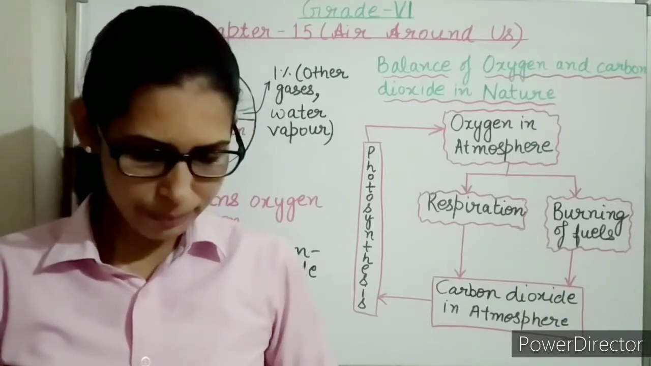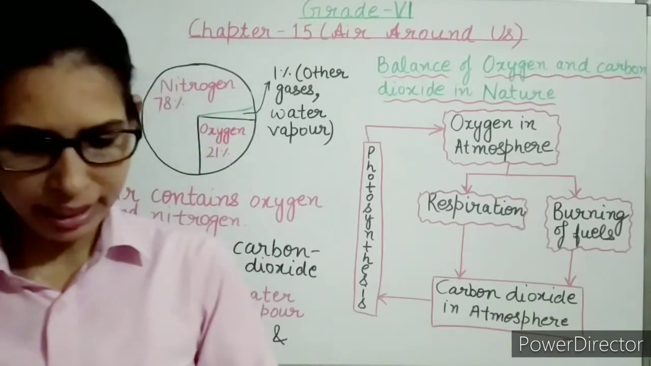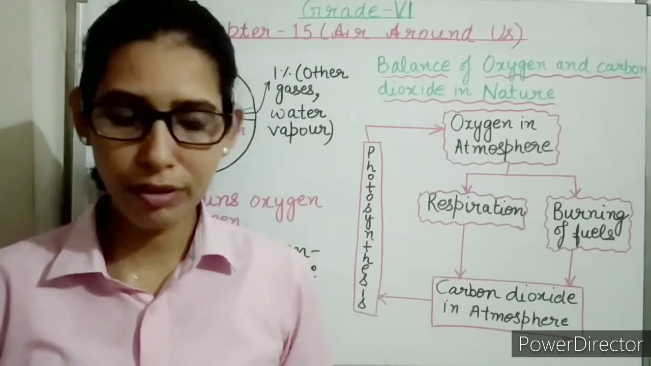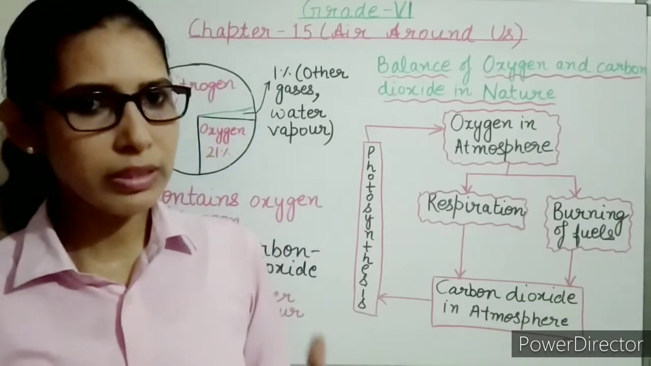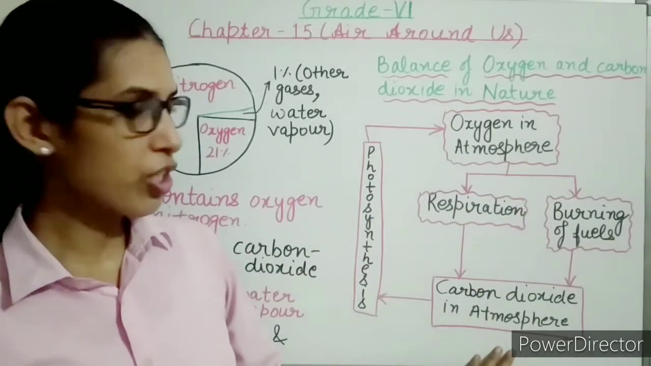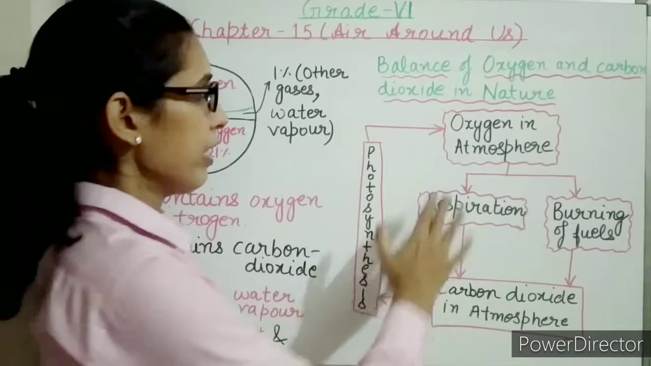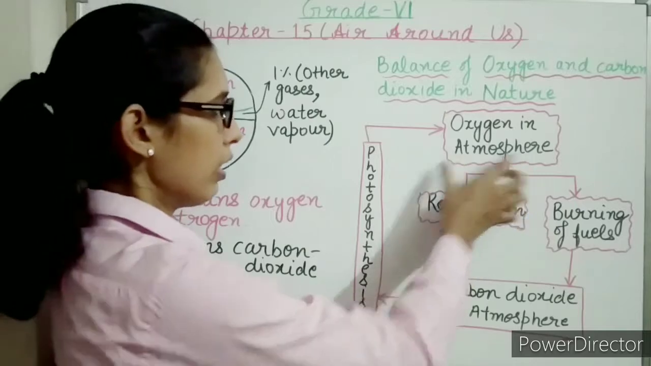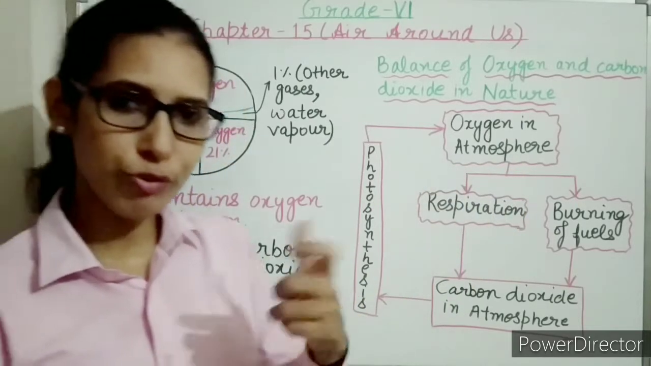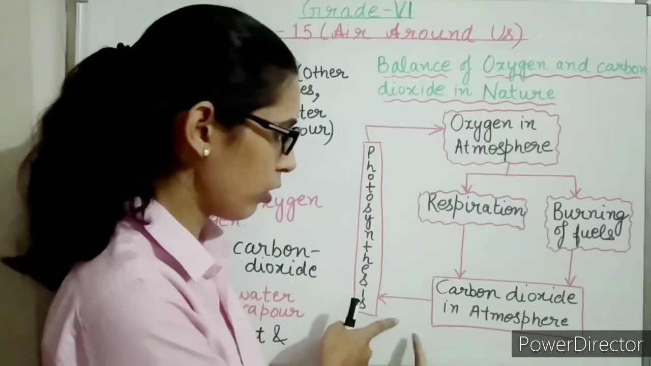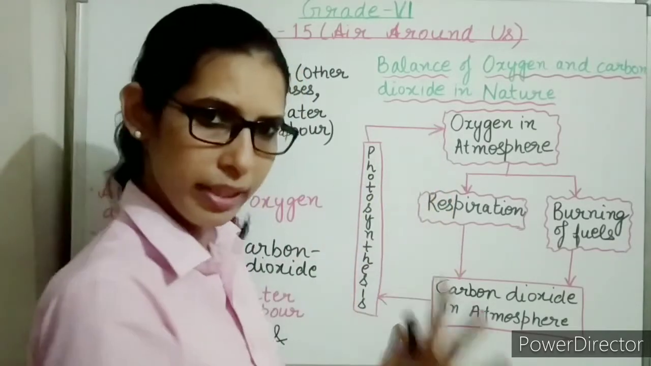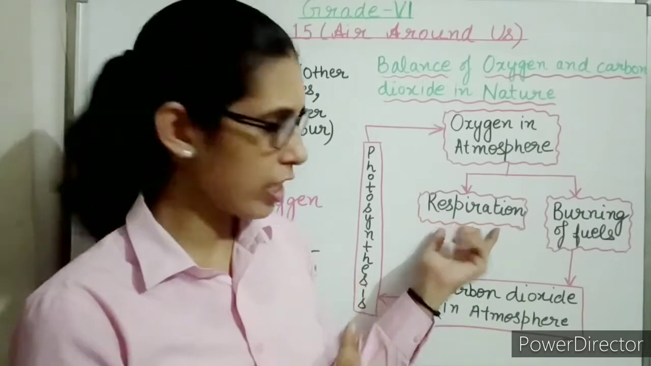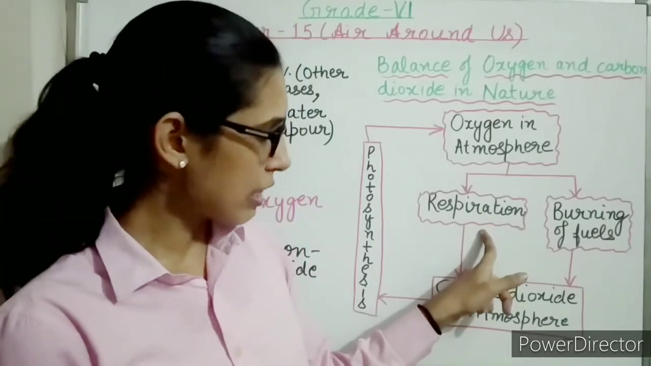Now coming to the next page, number B90. Air supports life. Yes, I told you air is very important for the survival of living organisms. It will be clear with the help of this flow chart. We will see here how the balance of oxygen and carbon dioxide is maintained in nature. Plants perform the process of photosynthesis. In this process, they use carbon dioxide from the atmosphere and release oxygen into the atmosphere. I told you oxygen is utilized by all living organisms for the process of respiration.